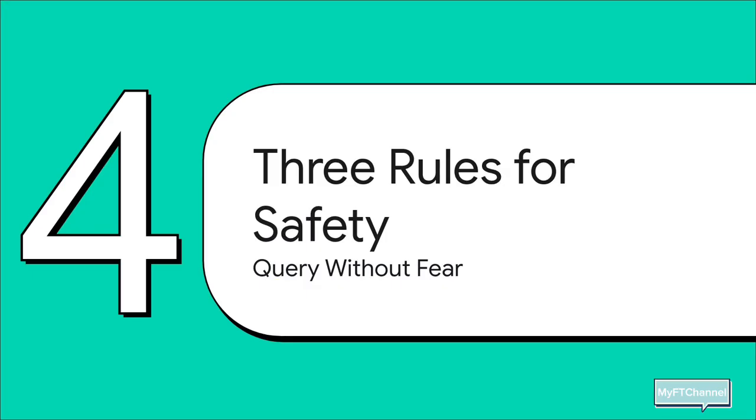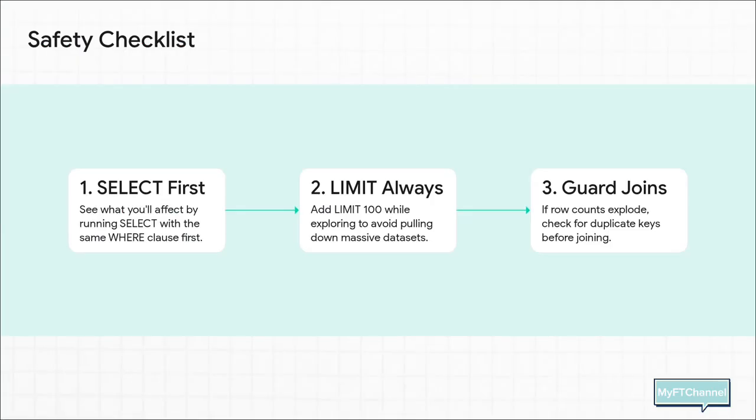You now have some seriously powerful tools at your disposal, but with great power comes the ability to make great big messes. So let's cover 3 simple, absolutely essential rules for working safely so you don't accidentally break anything. Just memorize this checklist, seriously. Number 1, select first. Before you ever update or delete data, run a select with the exact same filter to see what you're about to touch.